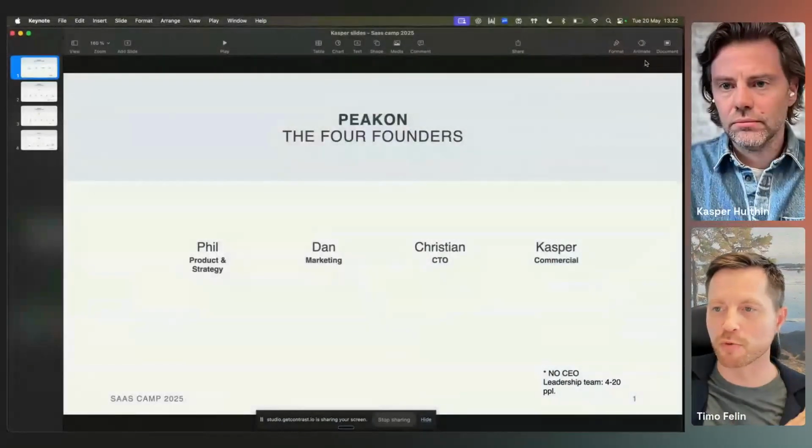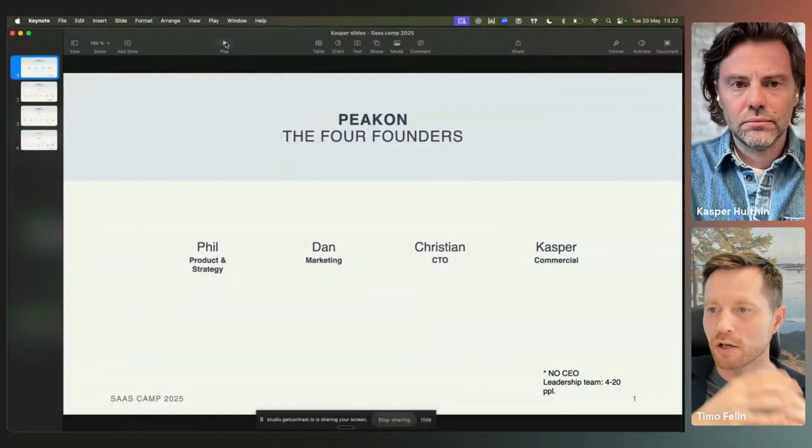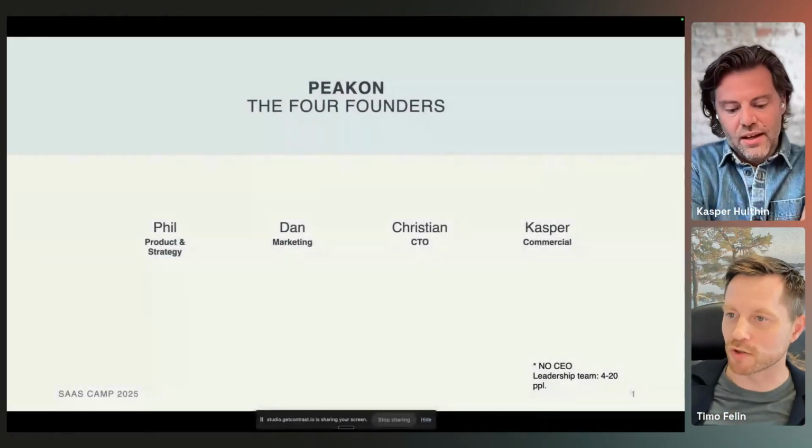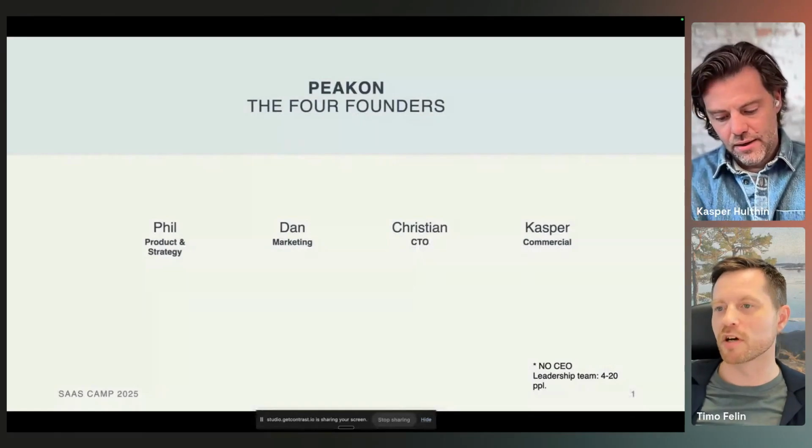Yeah, please do. And when you're doing that, it would be interesting to hear your thoughts around whether there were some learnings from the Podio journey to the Peakon journey, and if there are some differences or something that you improved along the way in terms of the topic as well.